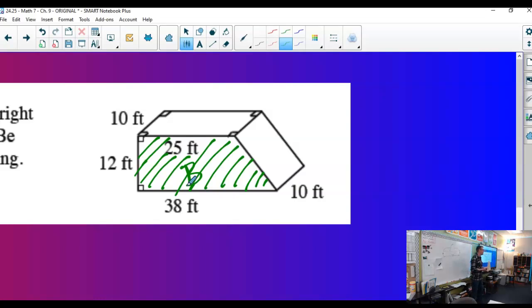Most of those end up being trapezoids. The biggest thing is that your bottom and top are parallel to each other. So since we can see right angles, we know it's a trapezoid.